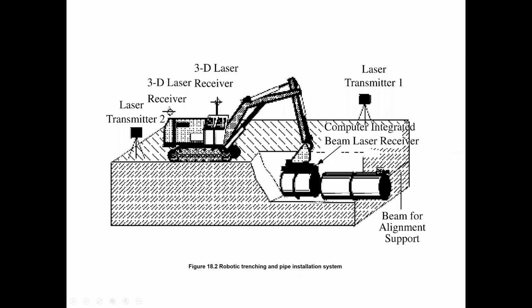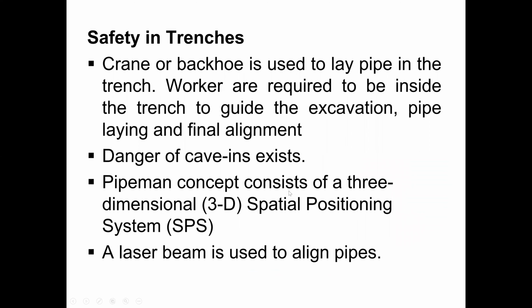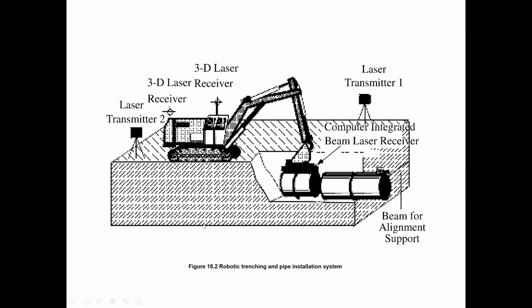Then we usually use a laser beam, just like a camera, because we have to connect one piece of pipe with the other. Now there is a special positioning system, the pipeman concept, which consists of a three-dimensional special positioning system where a laser beam is used to align. Just as a camera gives you an indication when the focus is good, so you can click, similarly this laser beam will appear when the alignment is good, so we can connect these pipes in a straight line, then put the support of stone or other things, and connect the pipe with joints.